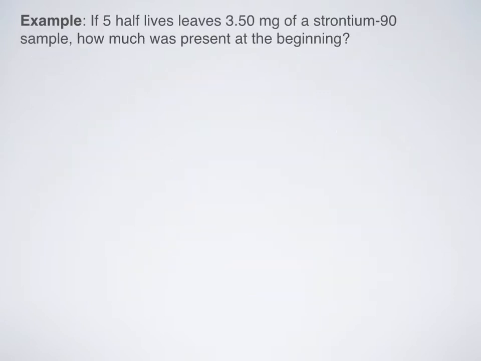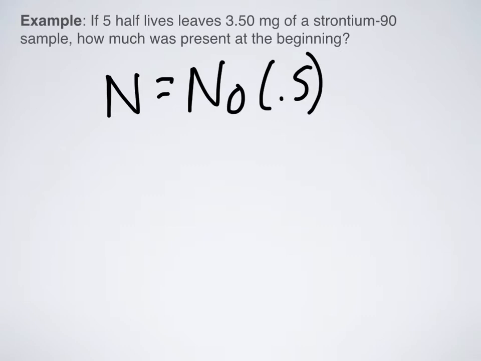Now here's a very good question. If 5 half-lives leaves us with 3.50 milligrams of a strontium-90 sample, then how much was present at the beginning? So now I'm given a different set of information, but I still use the same exact formula as before. So that's my half-life formula. 5 half-lives have passed. That's a nice piece of information that I can start to plug in. I can plug that in right here because it's giving me a number of half-lives. If I have 3.5 milligrams left, how much was present at the beginning?